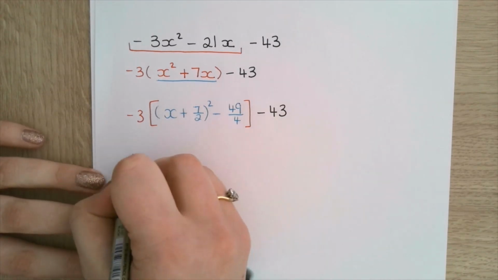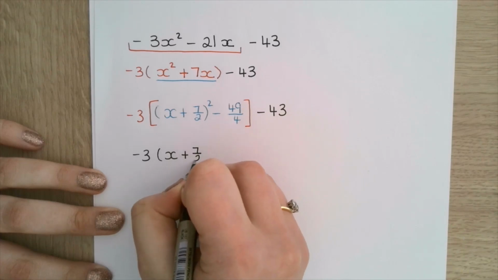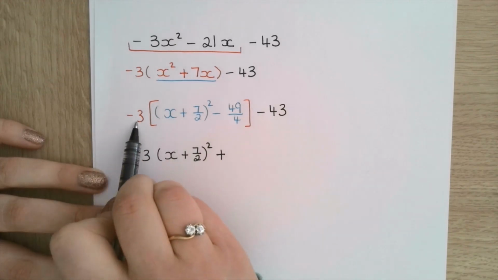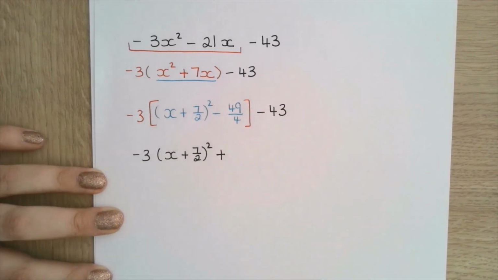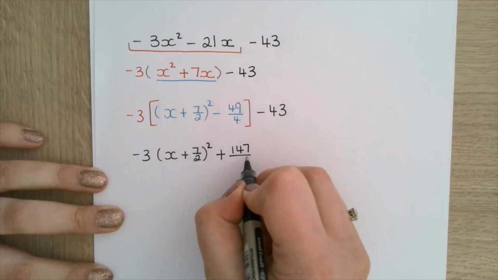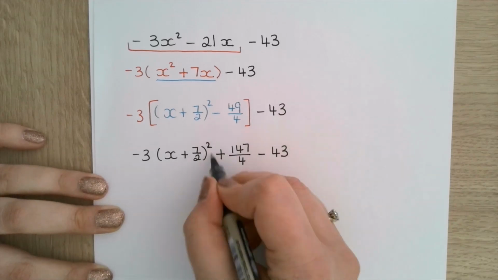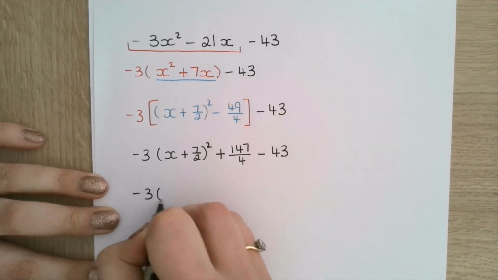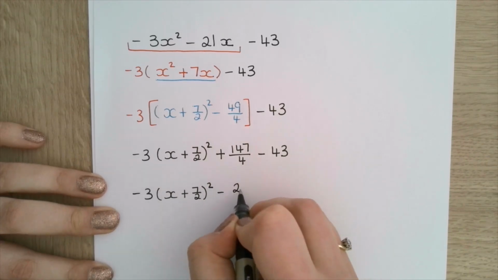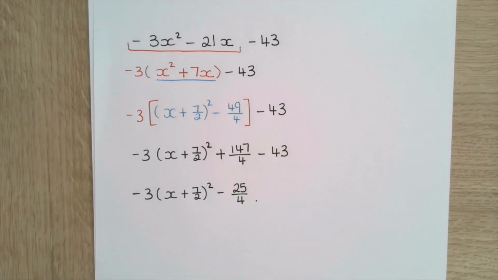Expanding out my red brackets, I get negative 3 brackets x plus 7 over 2 all squared plus, because it's negative 3 times negative 49 over 4, so plus 147 over 4 minus 43. And now I just need to simplify this part. x plus 7 over 2 all squared minus 25 over 4. And there we have it.